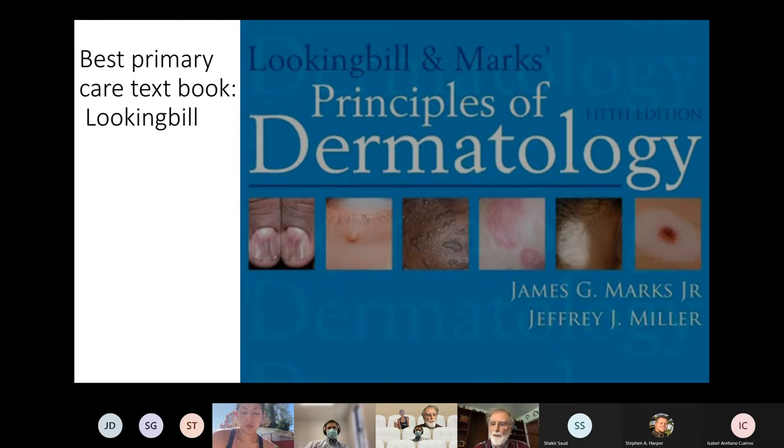As those of you who have had the seminars that I hold know, I really highly recommend this book for primary care dermatology. UpToDate's very good, but if you got a half hour that you'd like to spend with one particular problem, this is really the best resource for a primary care doctor.